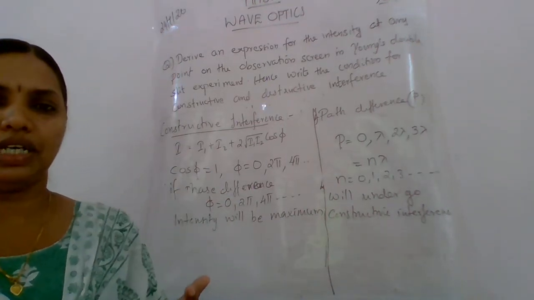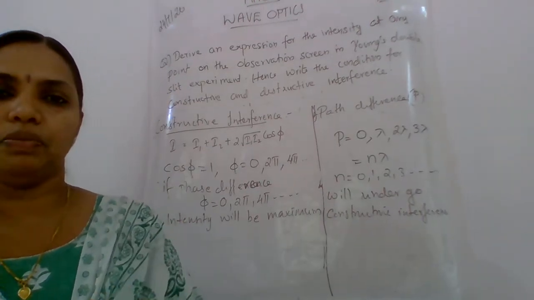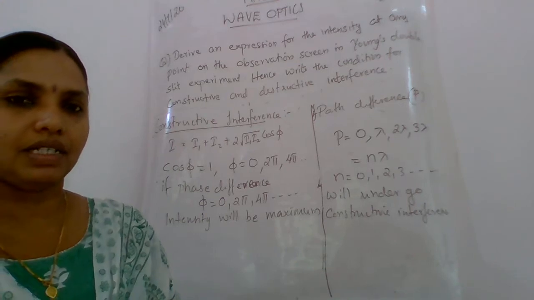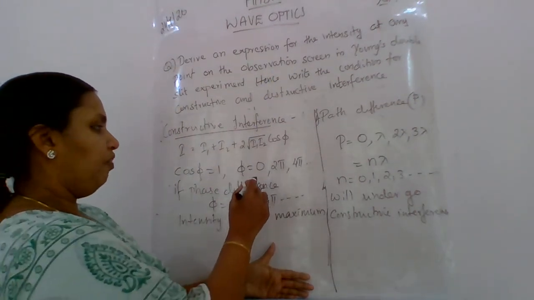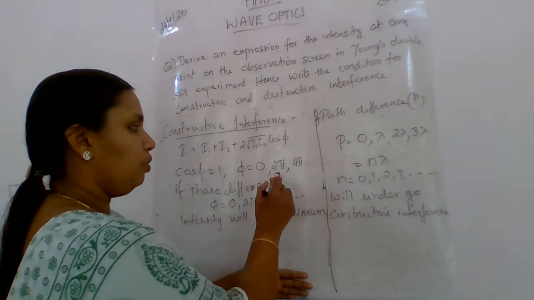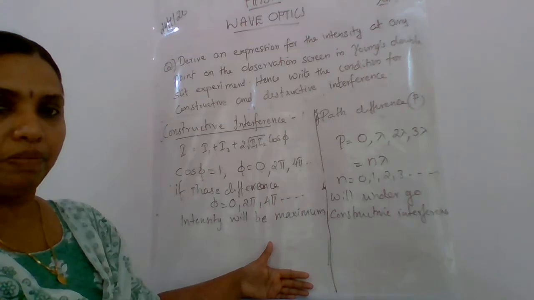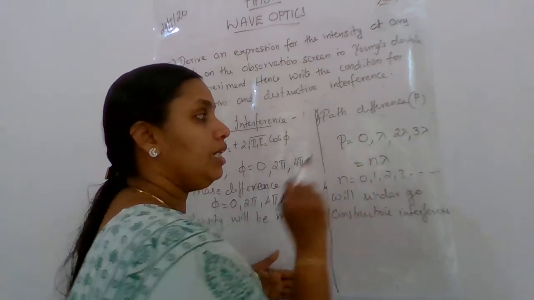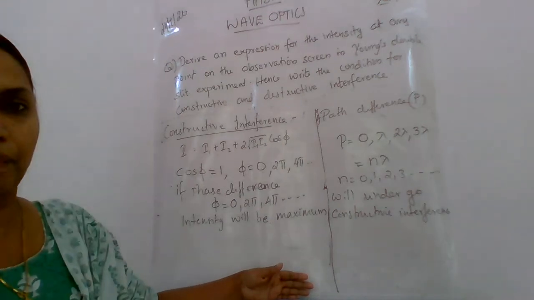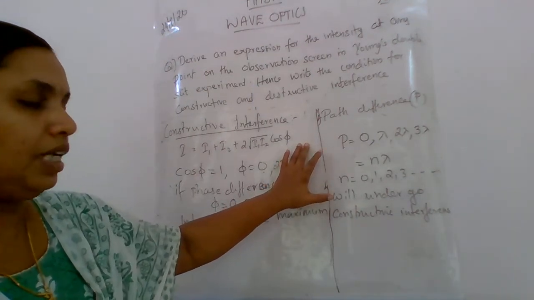So what is the condition between the two waves to undergo constructive superposition or constructive interference? They should maintain either a phase difference of 0, 2 pi or 4 pi, that is, an even multiple of pi, or the path difference should be an integral multiple of lambda. Okay, so that is the condition for constructive interference.